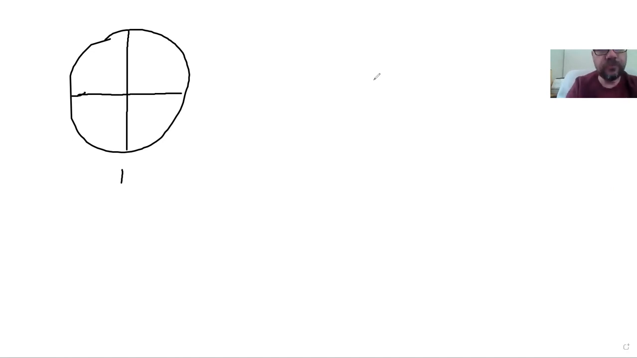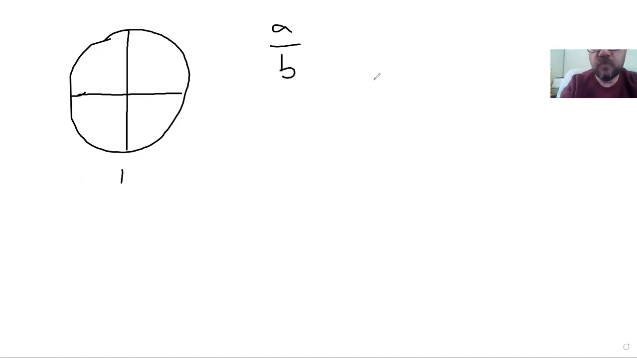The first thing I want to say is if I have a over b, my a is my numerator and b is my denominator, and the thing that I think a lot of people miss about fractions is that the a and the b tell you two different things. The b, the denominator, tells you how many pieces your whole thing is divided into, and a tells you how many of those pieces you have.